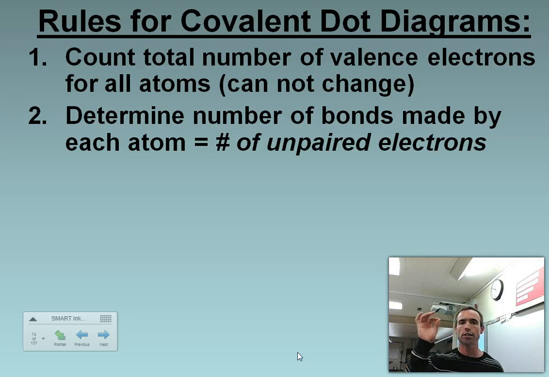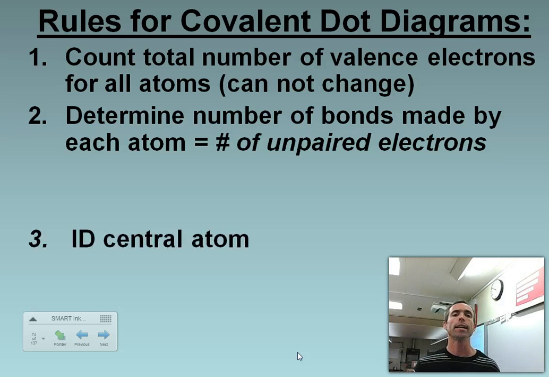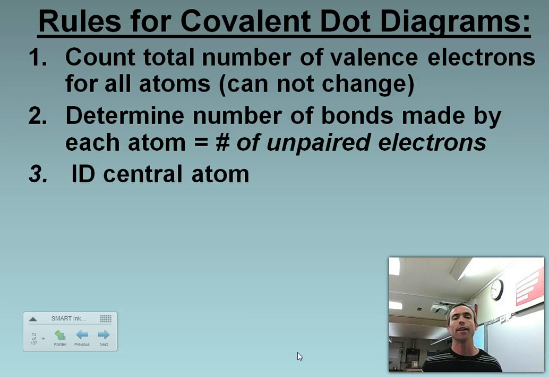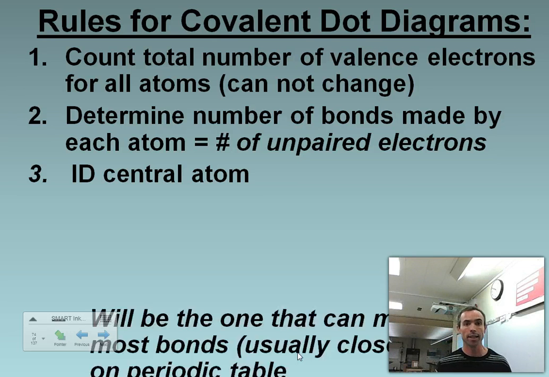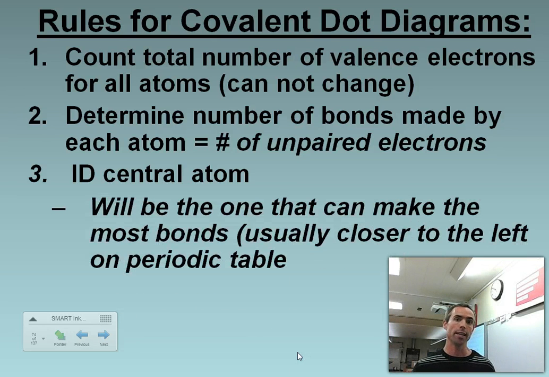You can do this by just drawing a quick Lewis dot structure. And of course, the unpaired electrons are the ones that can bond, so the number of those will tell you the number of bonds it makes. Step 3 is identify the central atom, which is simply the one that makes the most bonds. Usually it's more to the left on the periodic table.